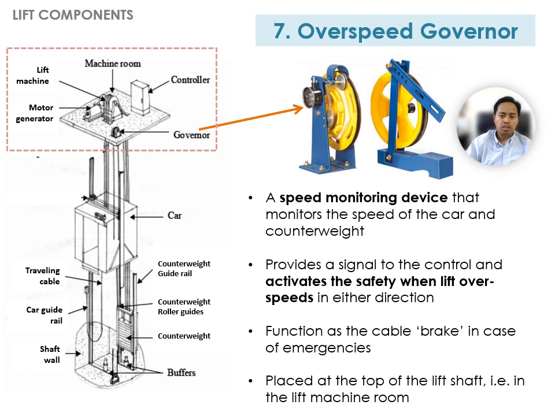Let's move on to the overspeed governor. This is a speed monitoring device that monitors the speed of the car and counterweight. It provides a signal to the control and activates the safety when lift is overspeed in either direction. Functions as the cable brake in case of emergency. Placed at the top of the lift shaft, for example, in the lift machine room.